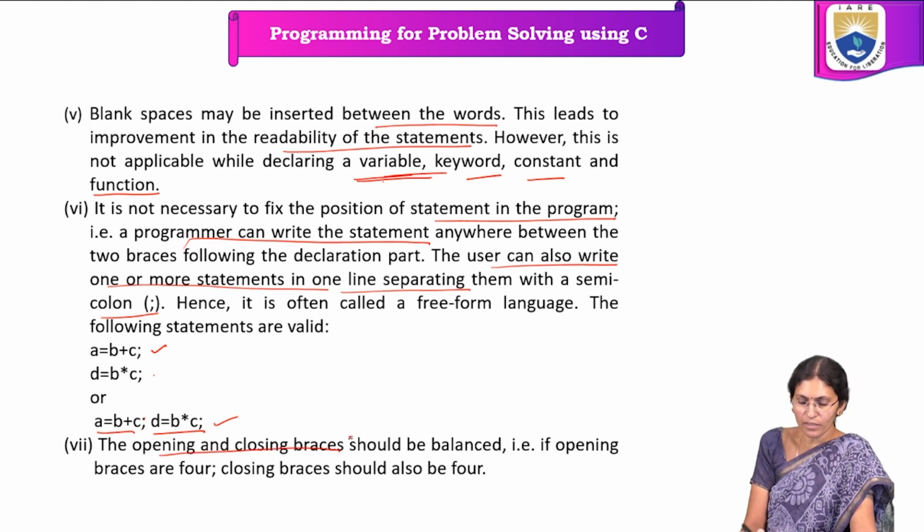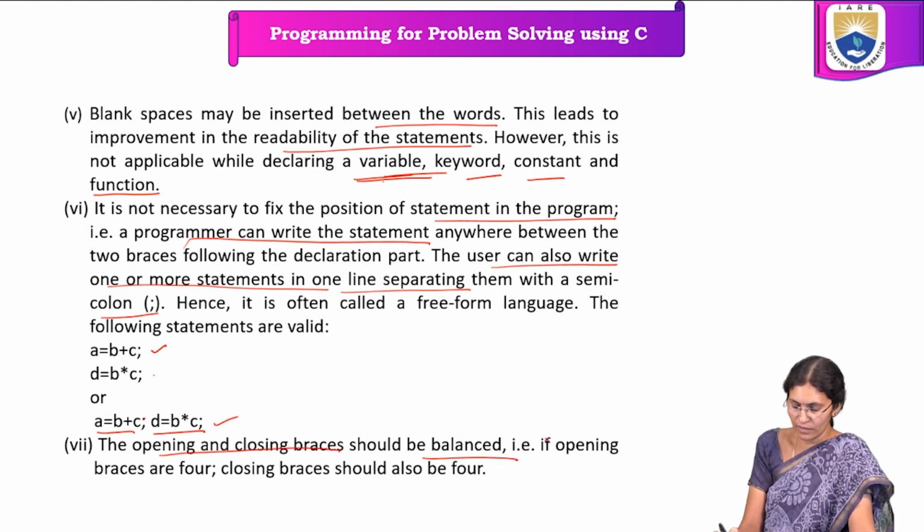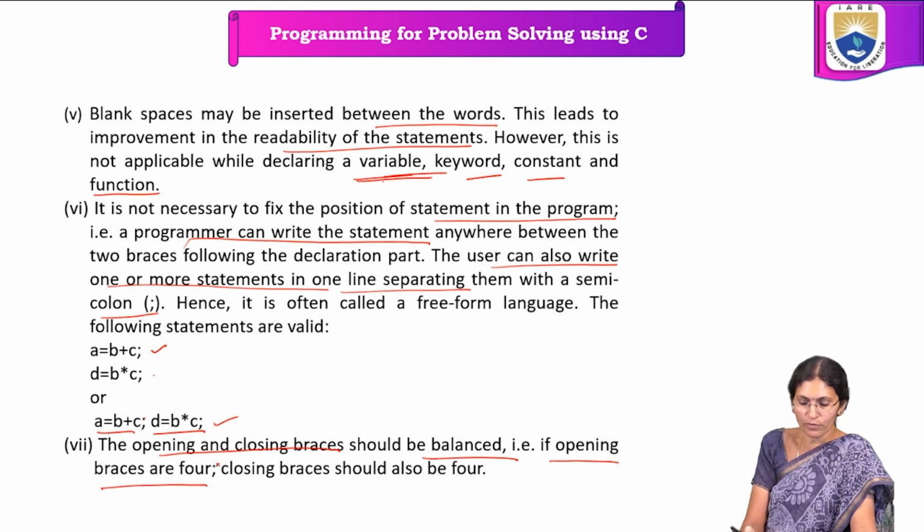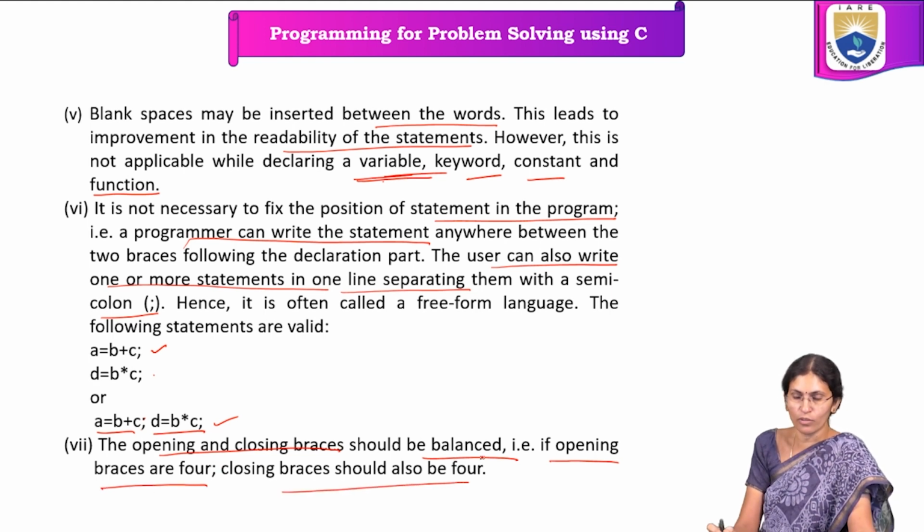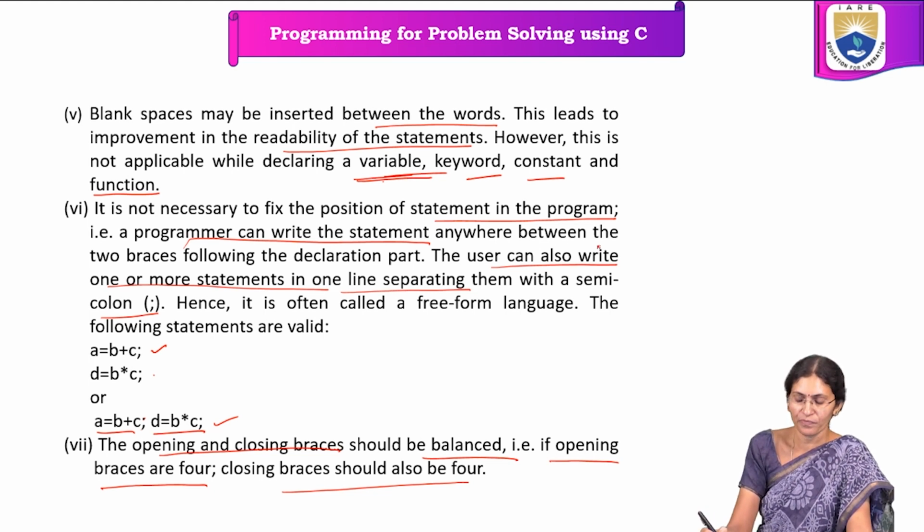Then opening and closing braces should be balanced. That means if opening braces are 4, then closing braces should also be 4. So these are the different rules to be followed when we are writing a C program.